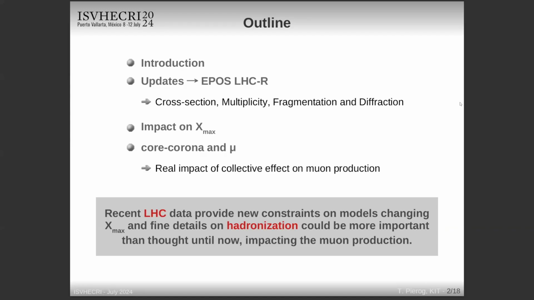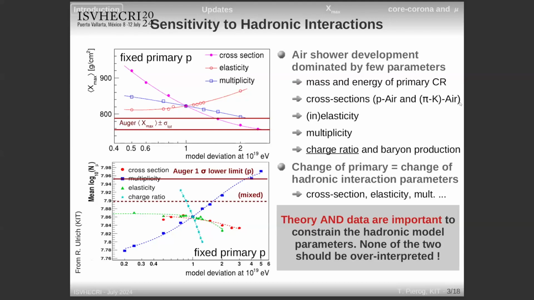And in between, there was work on EPOS 4 that Klaus Werner will show tomorrow. And this of course also has a big influence. I will come back to it very soon. So my outline: I will present what was necessary to change, and then the impact on Xmax. This I already showed at different conferences, but what is really new and very interesting is that now Core Corona is implemented and updated to LHC data in this version, and we will see what the impact is on the muon production. It's not yet available. It's still preliminary, but it's very close to it.